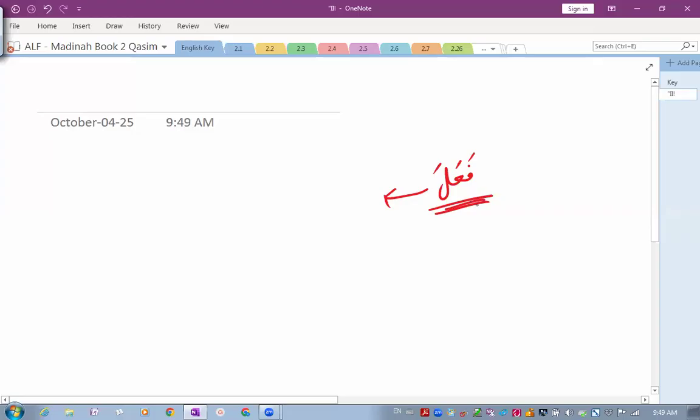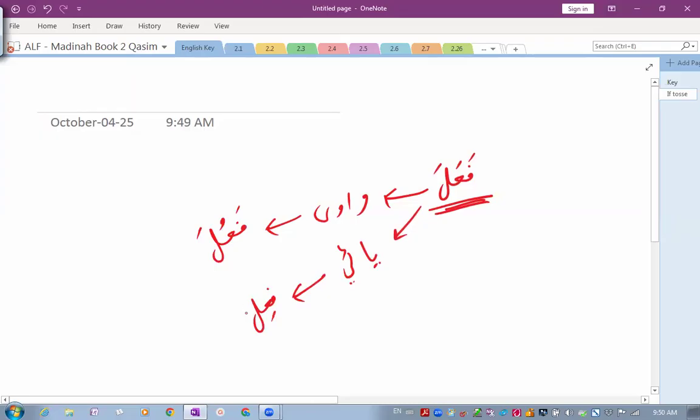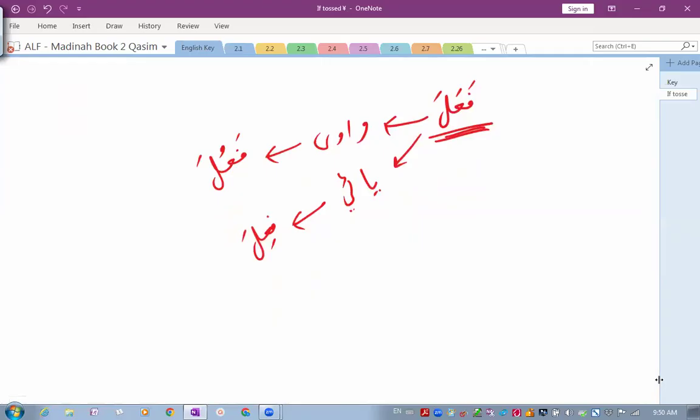But I'll go with the other way that I learned. So fa'ala could be wawi or could be yai. If it is wawi, you treat it as fa'ula. If it is yai, you treat it as fa'ila. Do you remember any examples? I don't remember, I think we did it last time. Let me see if I can find it. Give me one second.